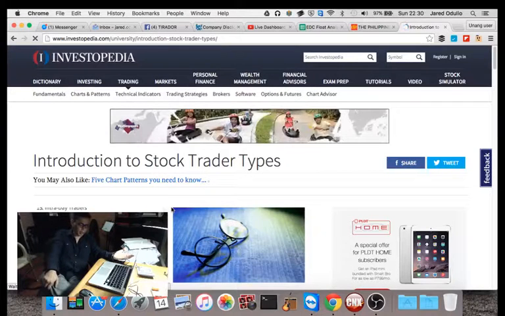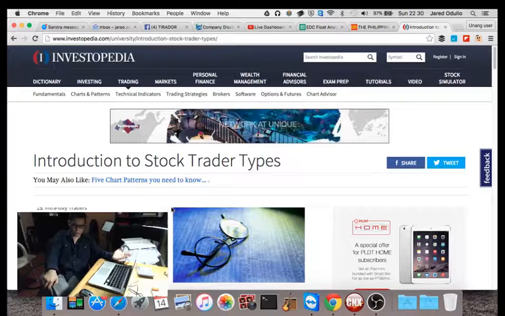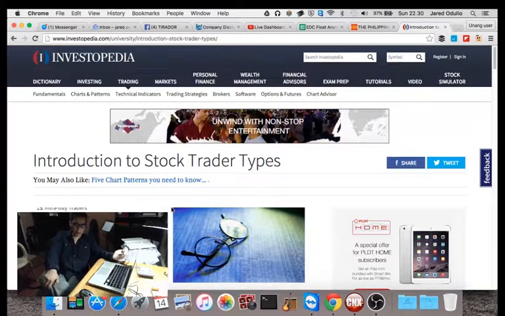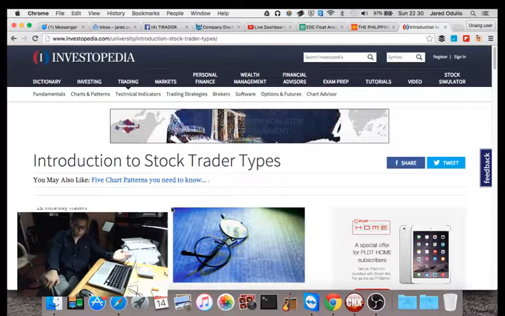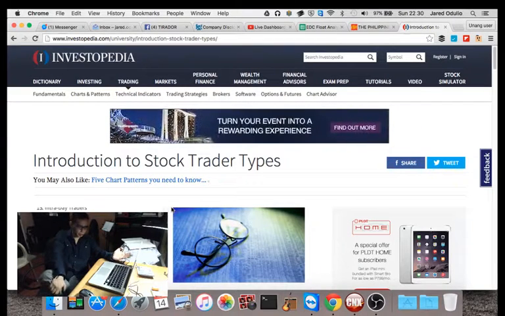And like I said, ito rin, yung concept ng introduction to stock trader types. Yung concept niyan is also similar to the Philippine Stock Exchange. Pare-pareho lang yan. Tayo din yan kung anong klaseng trader tayo. So, it's covered in Investopedia.